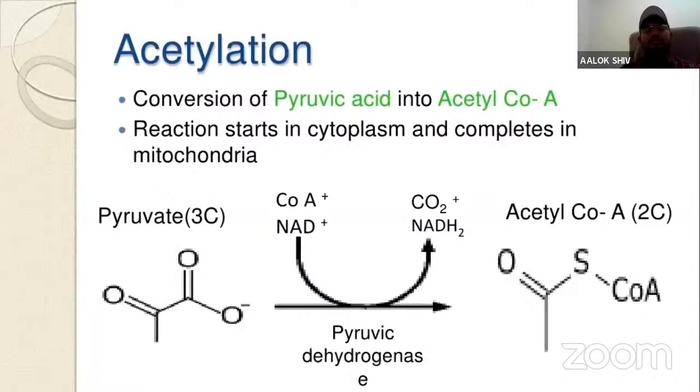The next step in the aerobic respiration is acetylation. So what happens in the acetylation? The pyruvic acid which is formed in glycolysis gets converted into acetyl coenzyme A. Okay, so this is acetylation. Just remember what is happening in the process and the number of ATP formed.